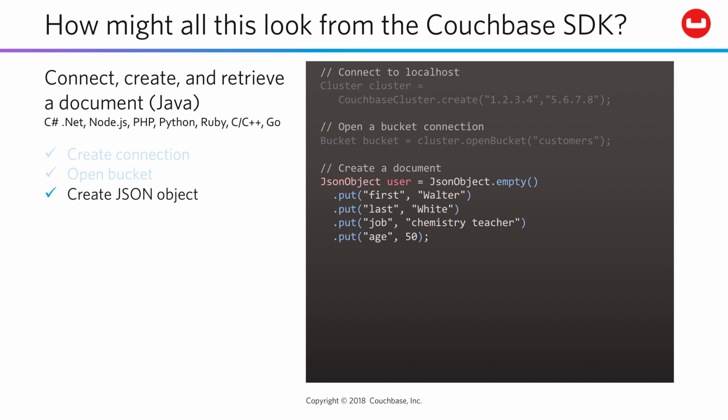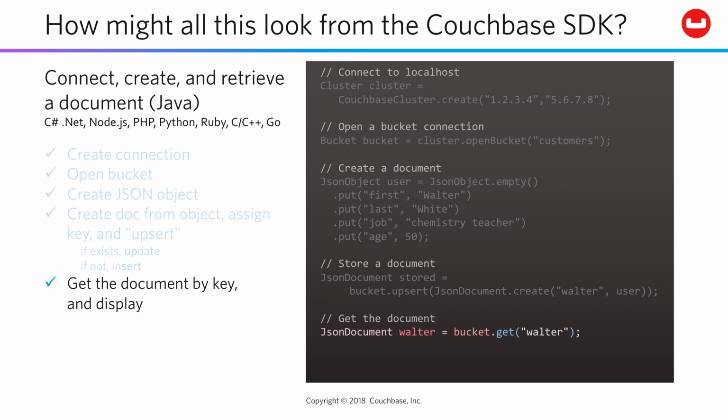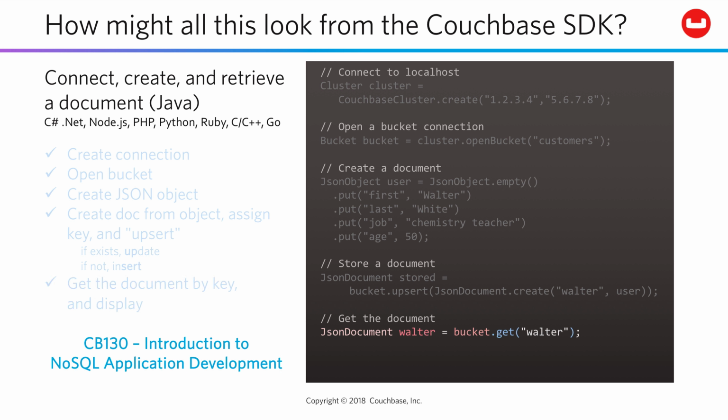You create a JSON object in some way relevant to your application. You create and assign an ID to that document, then pass it to the bucket. Here, an upsert operation will create the document or update it if it already exists. Then you can get that document by its key and access its values using an approach that's appropriate for whatever language you are using. To learn more, check out our free online language-specific courses.